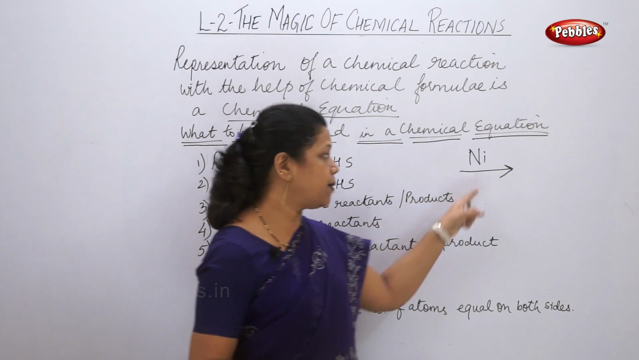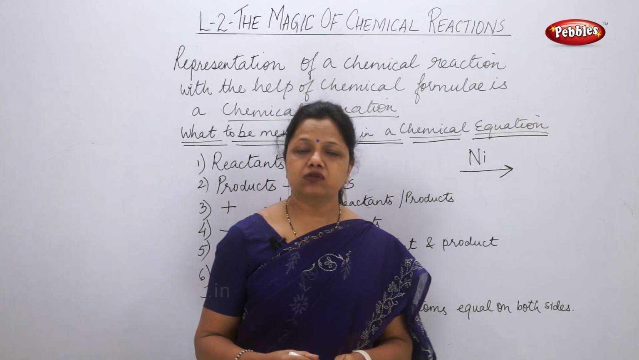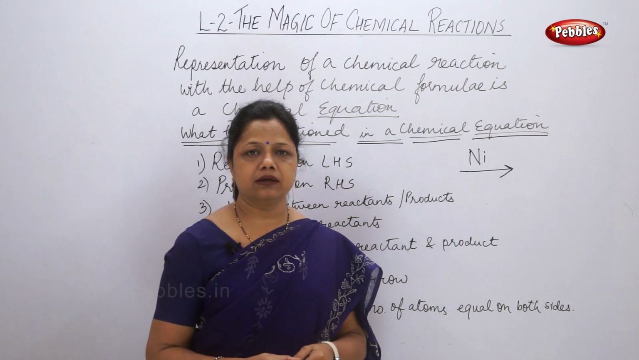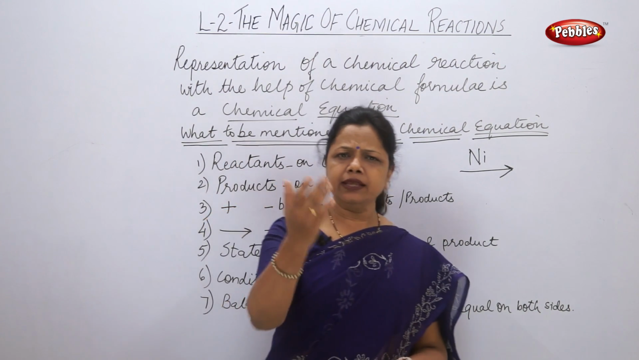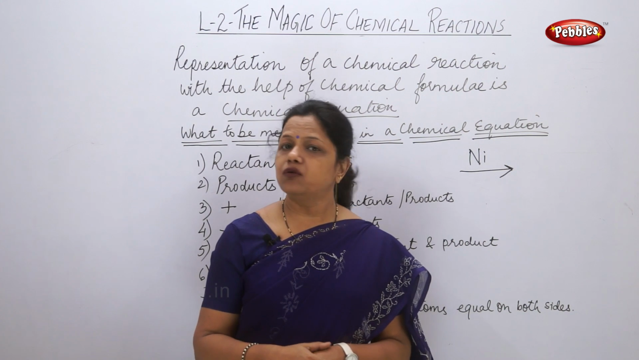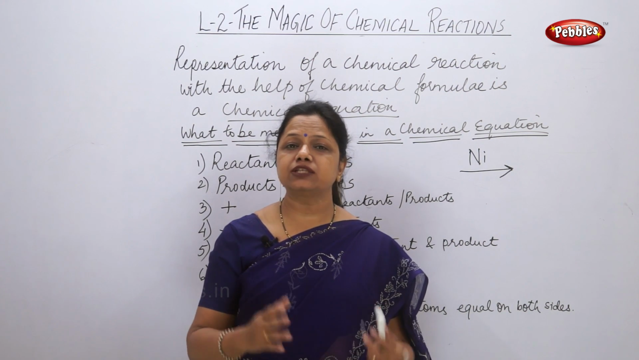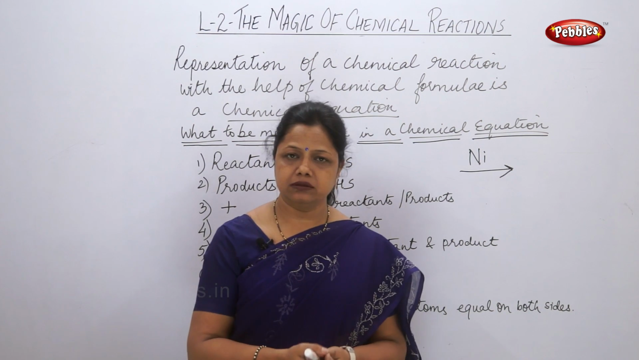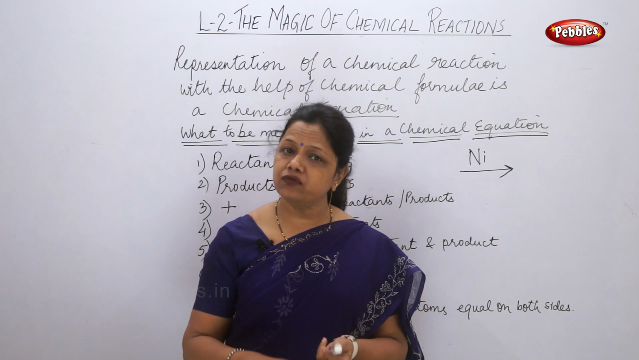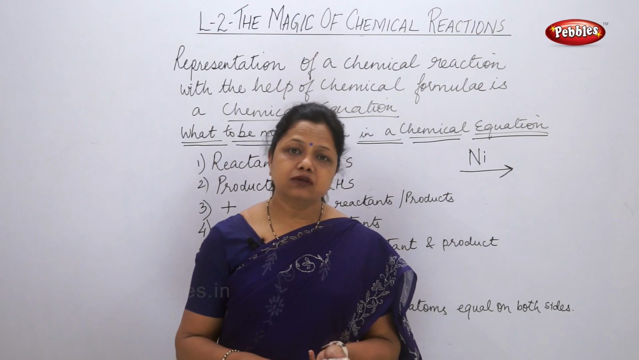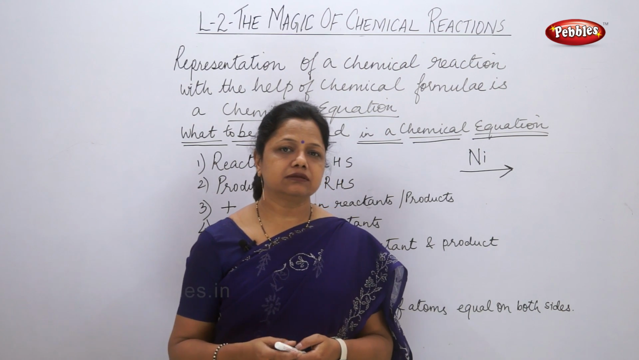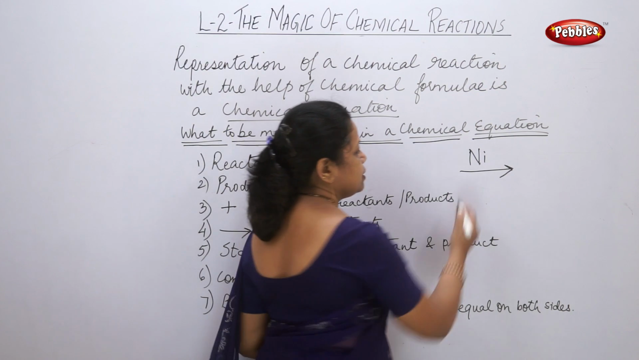I will write above or below the arrow. So these are the various conditions required. Sometimes in the case of photosynthesis, photosynthesis involves the reaction between carbon dioxide and water, but it requires chlorophyll, it requires sunlight. So where will I write these conditions? Those conditions are written like this.